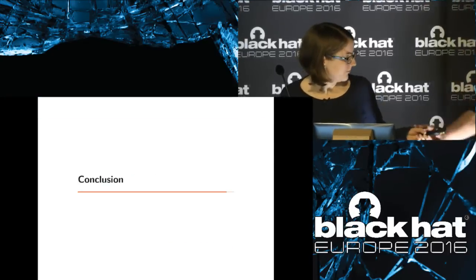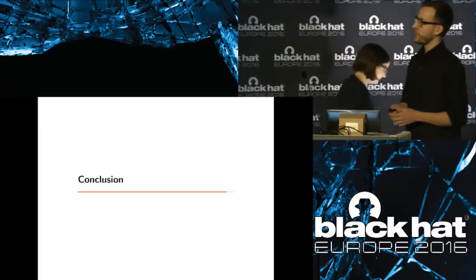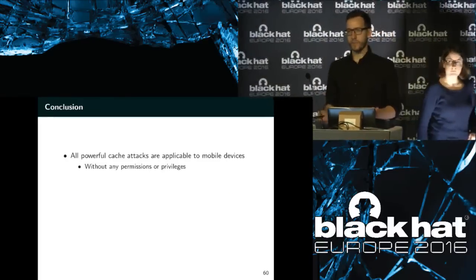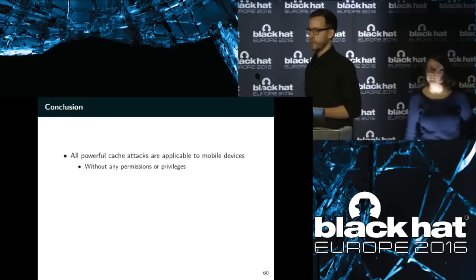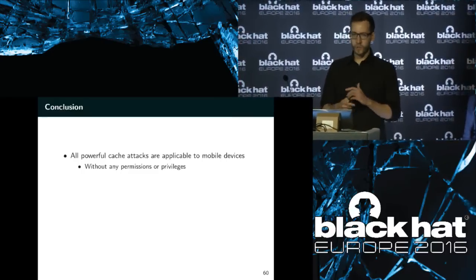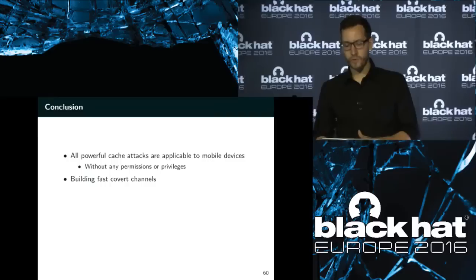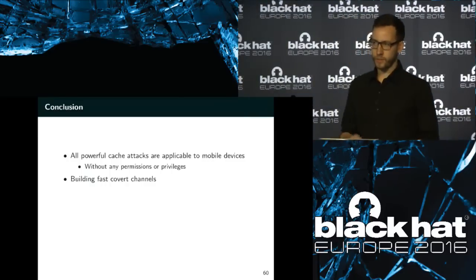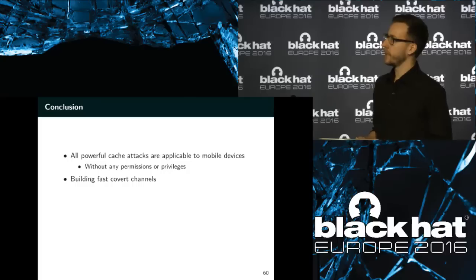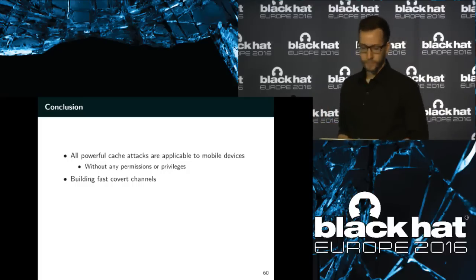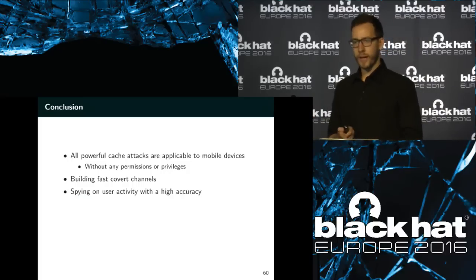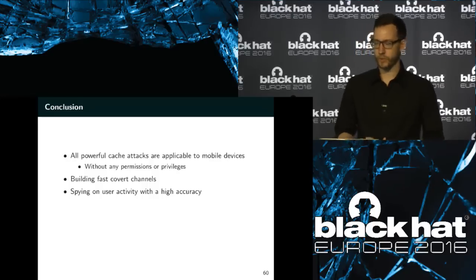Now for the conclusion. What we've seen today is that all of the powerful cache attacks are also applicable to mobile devices, and they do not require any permission or any privilege. You can use them to build fast covert channels, to evade the sandboxing and the permission system. And you can use them to spy on the user's activity with very high accuracy, as we have seen in the demo as well.